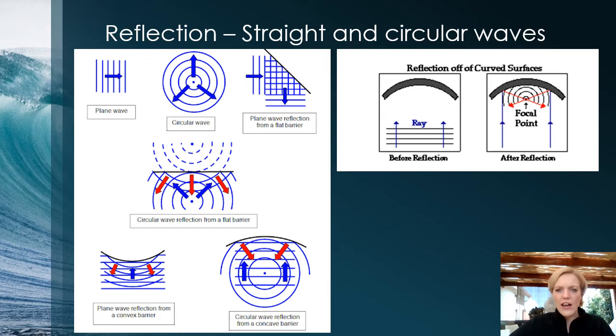Let's look over on this side, where I've got the reflection of curved surfaces. We just looked at straight, and what's going to happen here is going to be different. If this barrier was straight, then the reflection is going to be directly back into the medium, straight away back. It's not going to change at all. However, this is curved now. So these wave fronts are approaching this curved barrier.